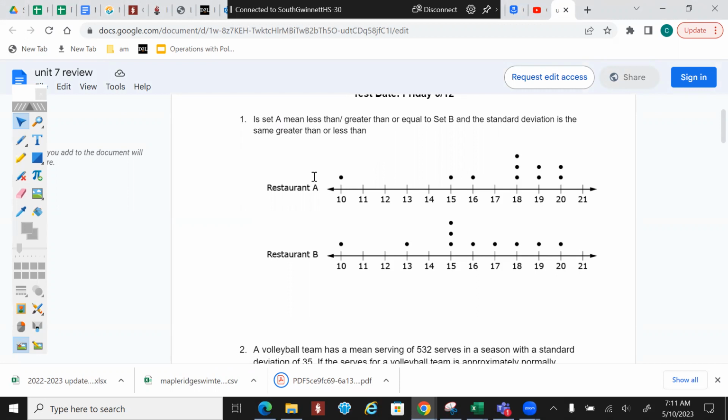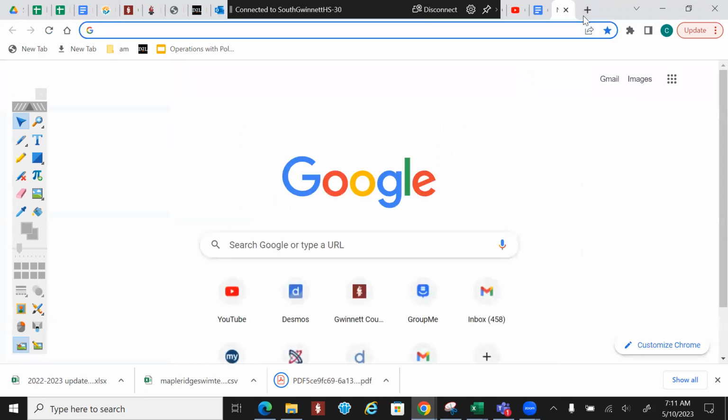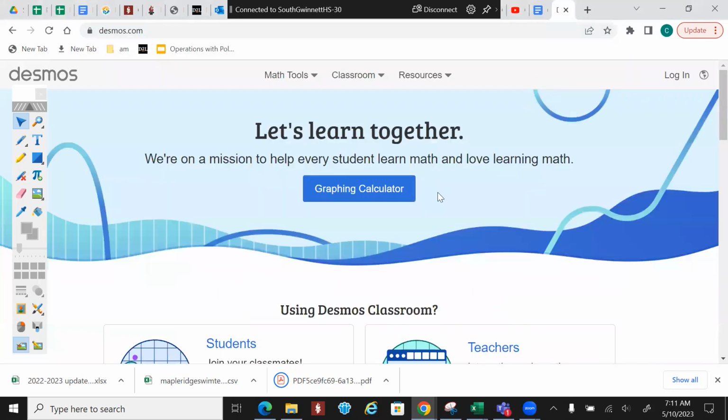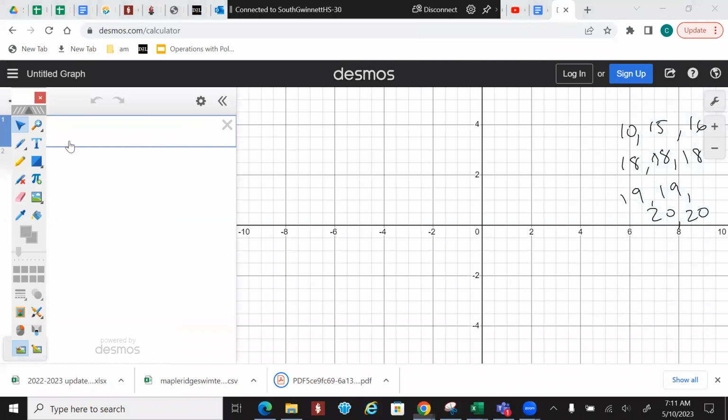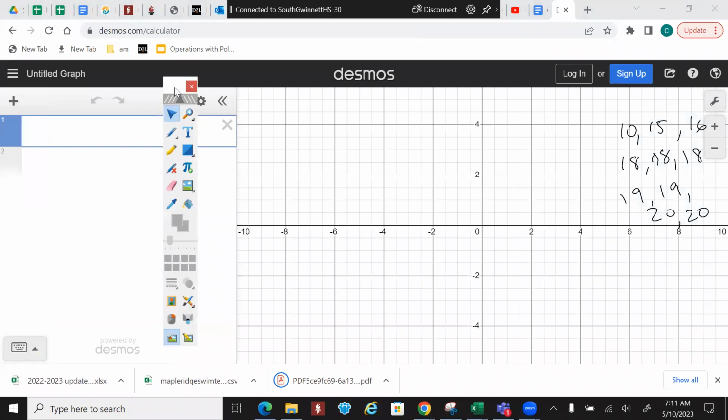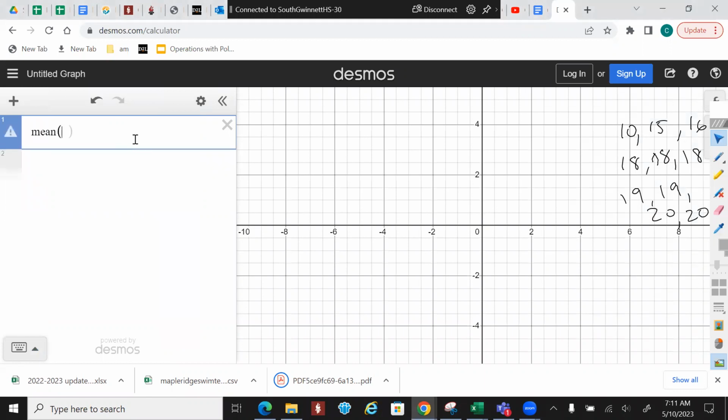So if we're trying to find the mean, what we're going to do is we're going to open up Desmos, right? Okay, and so for each dot, that's going to represent 1 point. So there's going to be 1 point, that's a 10, then a 15, then a 16, then an 18, 18, 18, 19, 19, and then 20, 20. We're going to type that into Desmos. But first we're going to type mean, put the parentheses, and then type the number with the list.